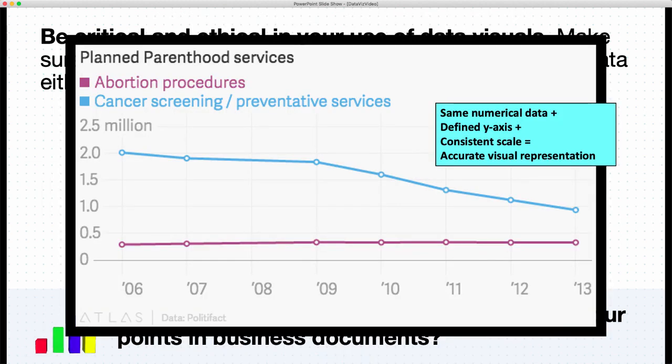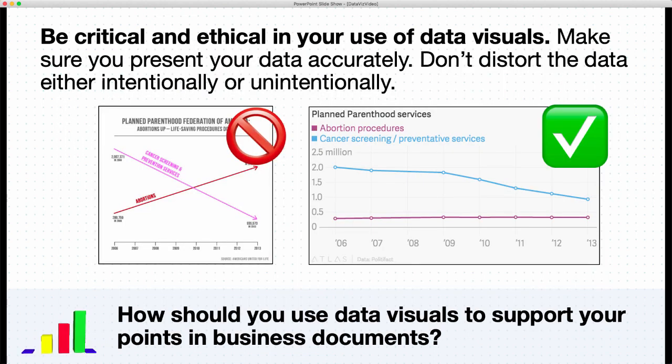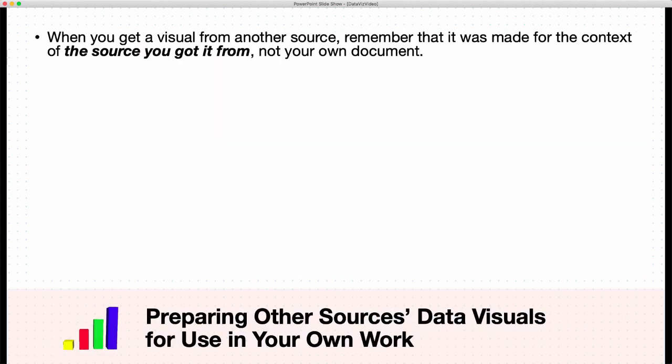This is a more accurate depiction of the data. As you can see, there's a slight increase in abortions, but it's not as big as the decrease in cancer screening and preventative services. And that's because we have a defined y-axis and a consistent scale here. Again, both of these depict the same data, but one, with its visual design, is pretty misleading and one is more accurate. Okay.